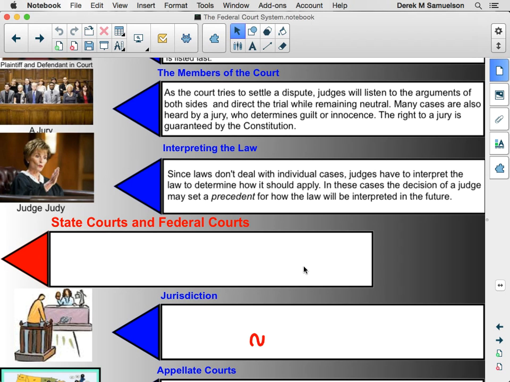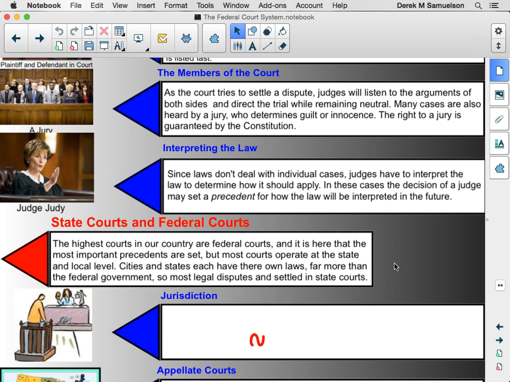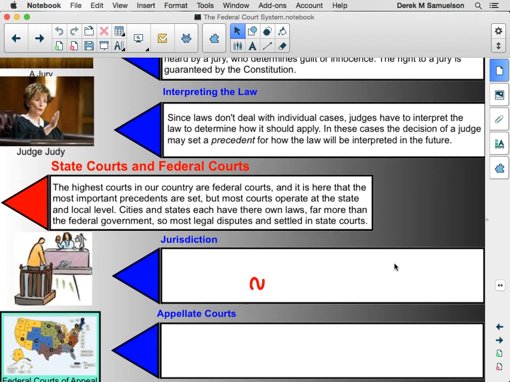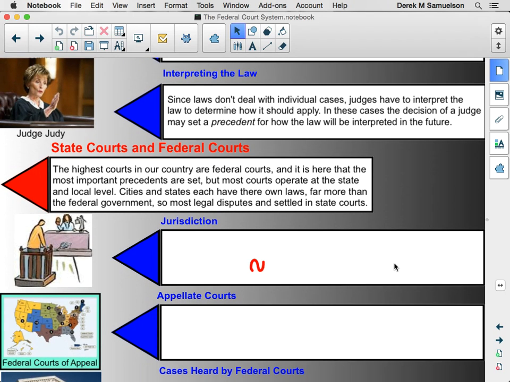All right, state courts and federal courts. Important to know this. We have both. The highest courts in our country are federal courts. Okay, they're the top dogs. The federal courts are most important. That was set forward in the U.S. Constitution under the Supremacy Clause, that federal systems would take precedence or supremacy over state systems. And it's here in these federal courts that the most important precedents are set.